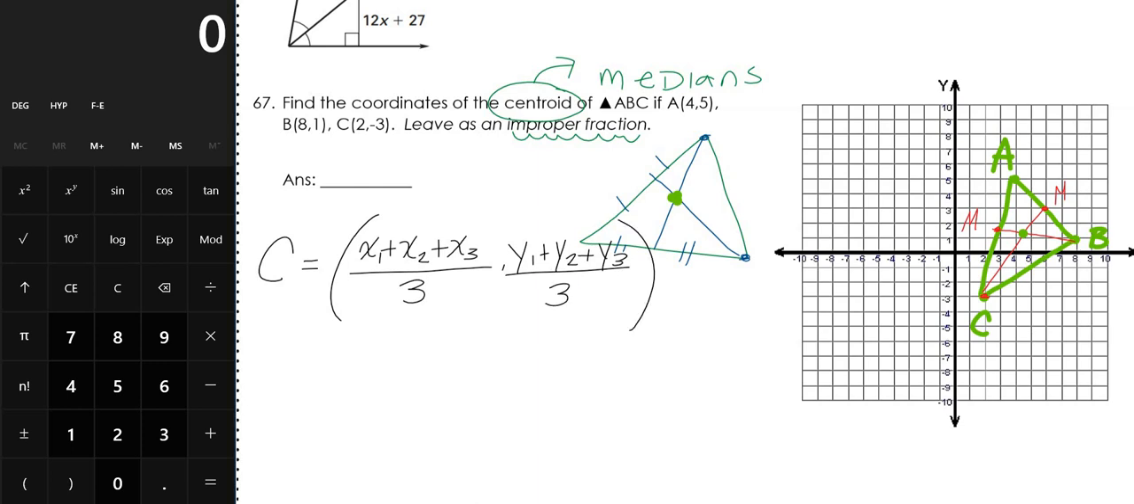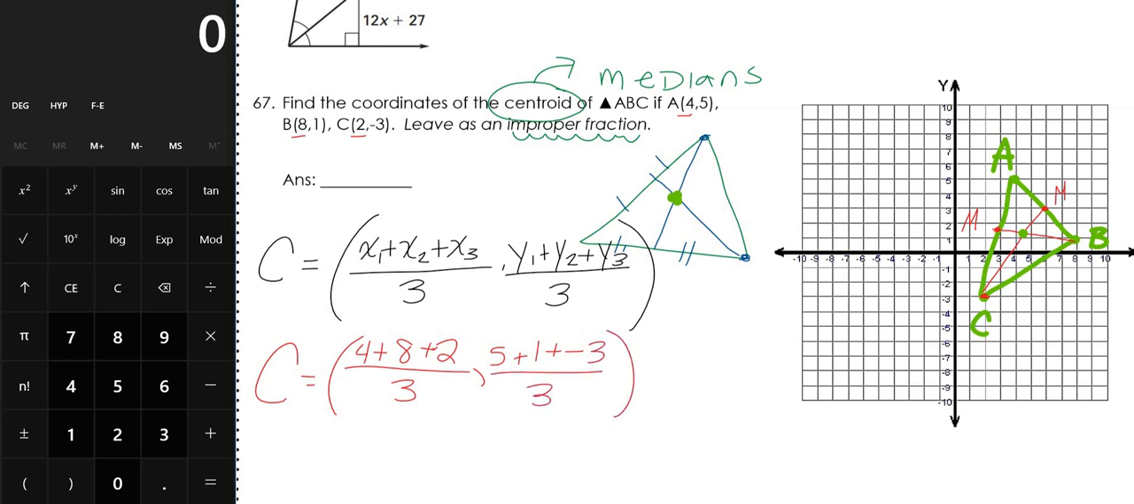y1 plus y2 plus y3, all divided by 3. Now, let me go ahead and plug in. So C equals x1 is 4, x2 is 8, and then we have 2. So 4 plus 8 plus 2, all over 3. Then we have 5 plus 1 plus a negative 3, all over 3. 4 plus 8 plus 2 is 14. So 14 over 3. Now that's an improper fraction.